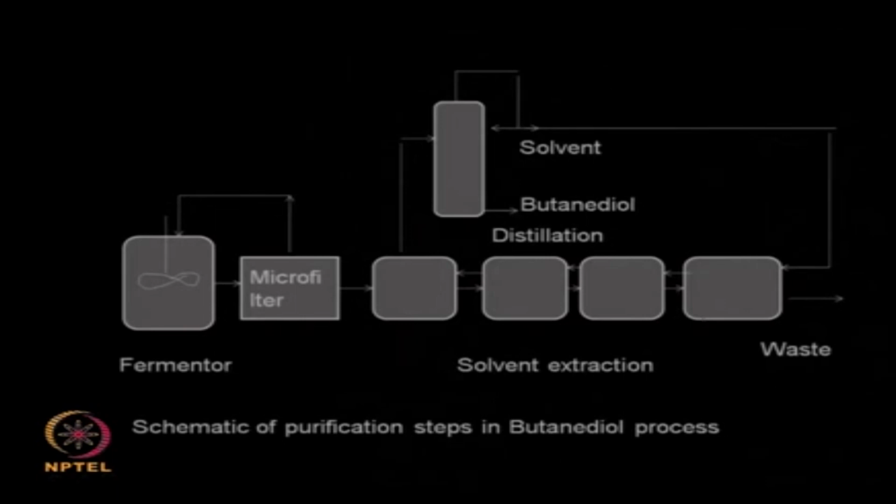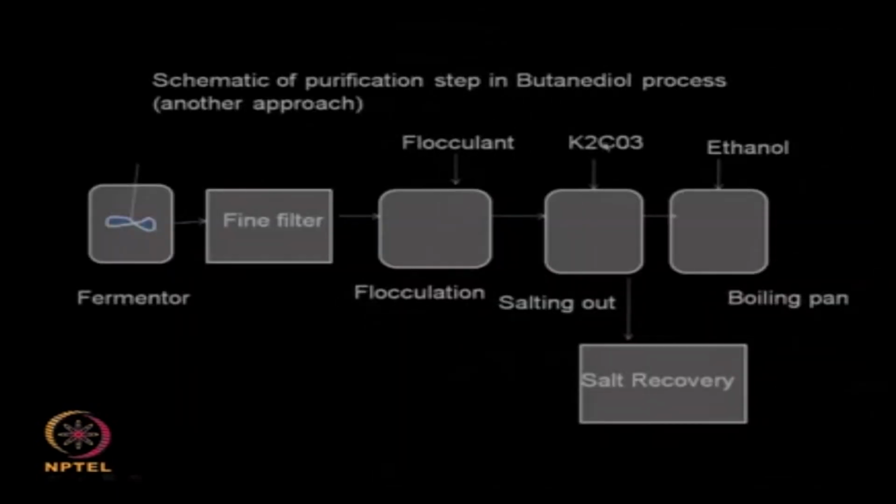So, this is based on a solvent extraction system, but if you are interested to salt out, then obviously you need to add potassium carbonate so that butanediol comes out. So, in this approach you have a filtration so that the solids are removed, then you have flocculation which will remove floating solids, then you add potassium carbonate, and because of the difference in the solubility, butanediol settles out, and then we can take out my product here. So, two different approaches, one is based on extraction, another is based on salting out, which I showed you.